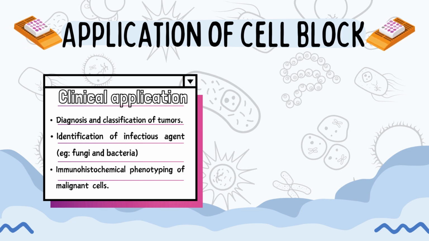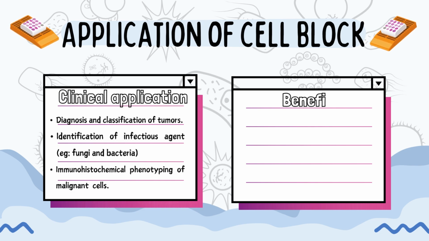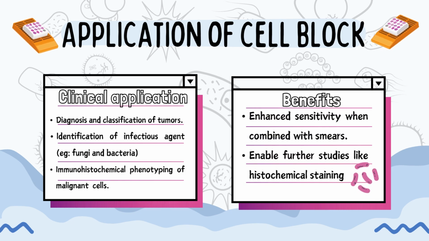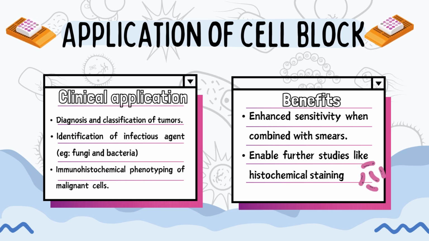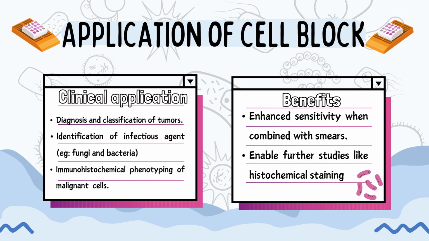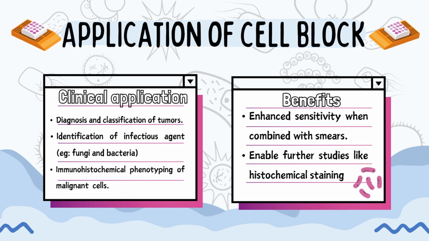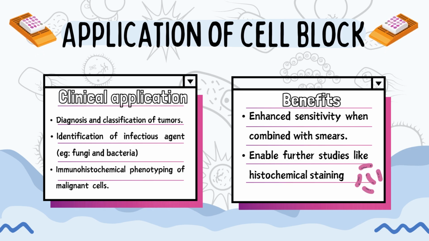In addition to these applications, combining smears with cell blocks provides a significant diagnostic advantage. The overall sensitivity of diagnoses improves by 15.2% when both methods are used together. Furthermore, cell blocks facilitate histochemical and immunohistochemical analyses, which enhance the accuracy and classification of diseases.